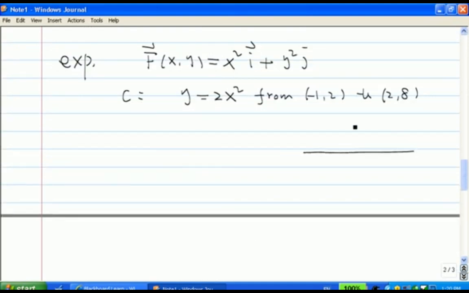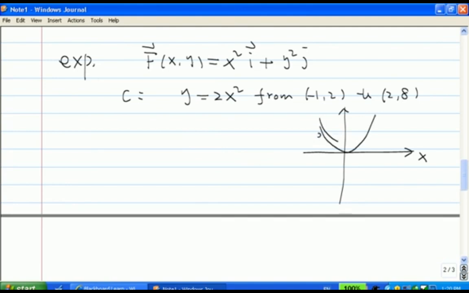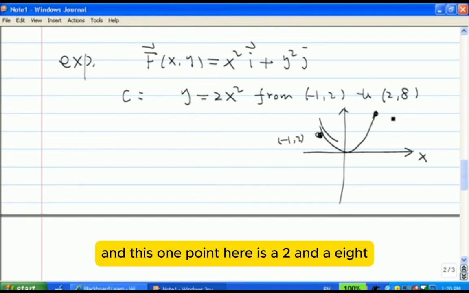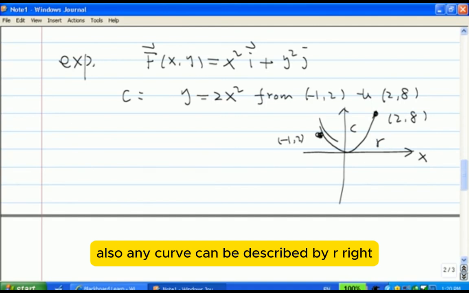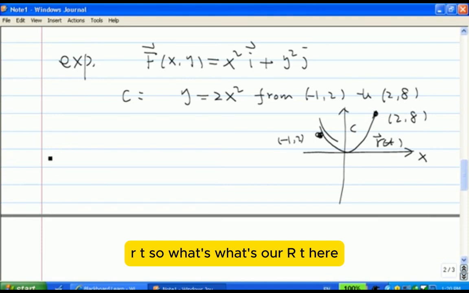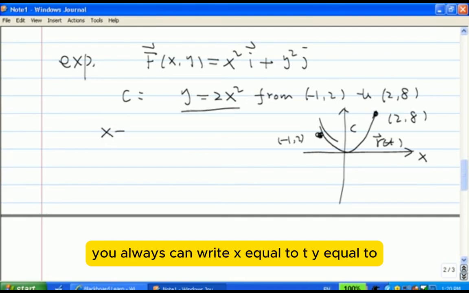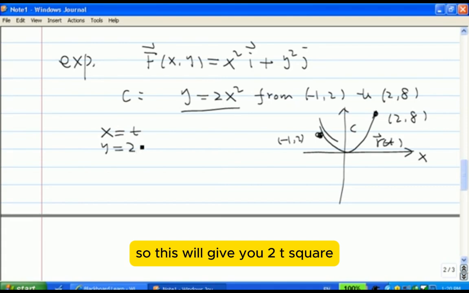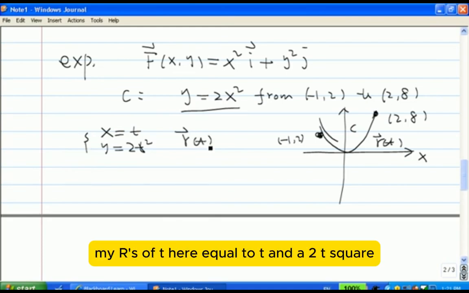Okay. What does my curve look like? X and Y is a parabola. Say here is this point, (-1, 2), and this one point here is (2, 8). Okay, this is our C. Also, any curve can be described by r(t), right? So what's our r(t) here? Okay, if they give you a curve like that, you can always write x equal to t, y equal to 2x squared. Since x equal to t, this gives you 2t squared. That's your r. My r of t here equals (t, 2t squared).